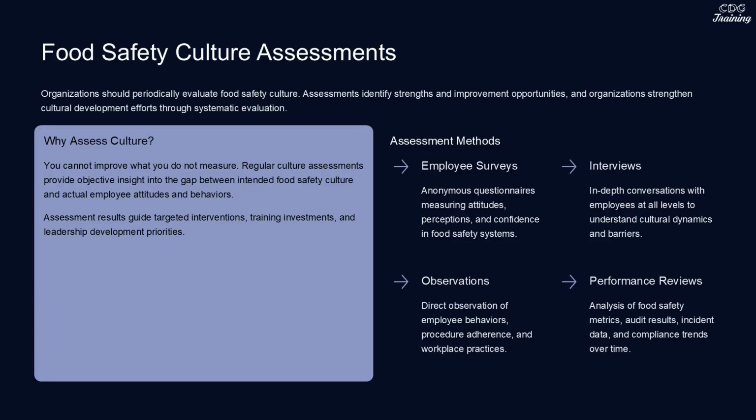Organizations should periodically evaluate food safety culture. Assessments identify strengths and improvement opportunities, and organizations strengthen cultural development efforts through systematic evaluation. By using employee surveys, interviews, observations, and performance reviews, organizations can gain a comprehensive understanding of their food safety culture and make informed improvements.